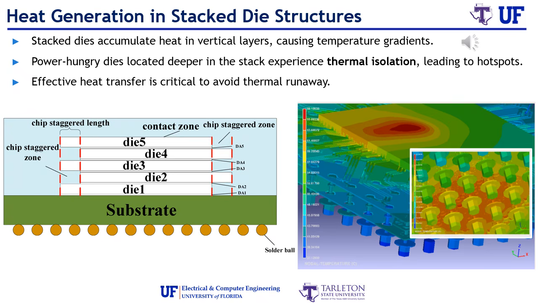Often the most power-hungry die, like a high-performance logic die, is placed in the middle for routing and signal reasons. That means the hottest component is also the most thermally isolated, surrounded by other dies that act like blankets. Internal hotspots can form long before the outside of the package looks hot.